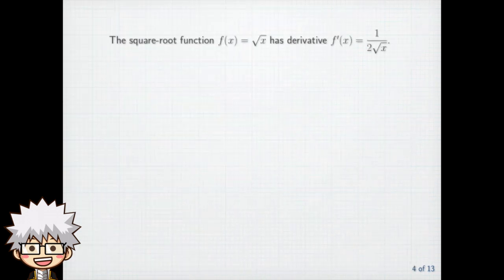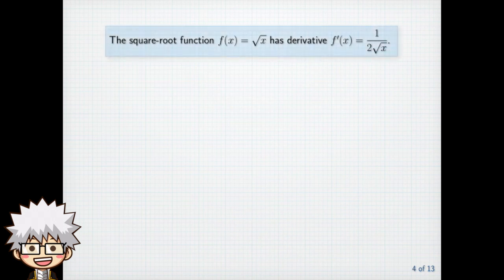Here's another derivative of a basic function. The square root function f of x equals square root of x has derivative f prime of x equals 1 over 2 times the square root of x. This is a straightforward calculation.